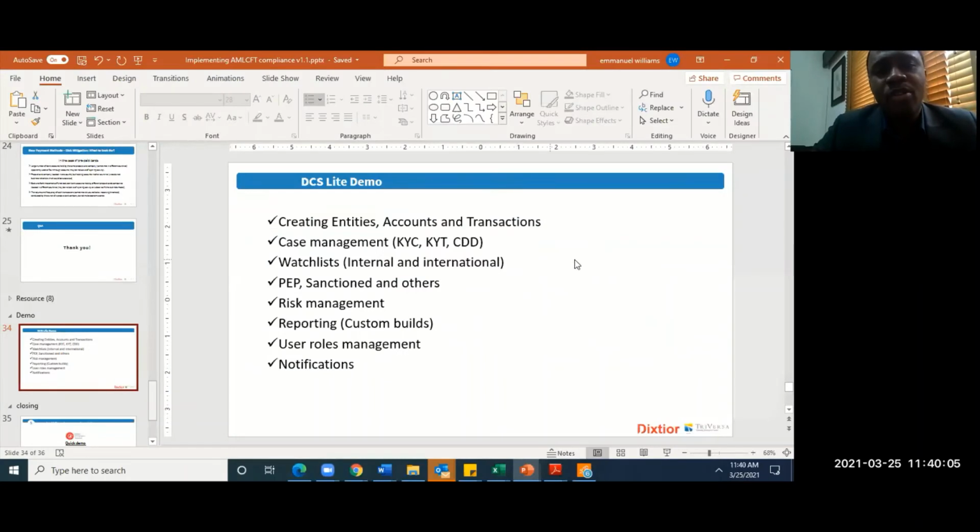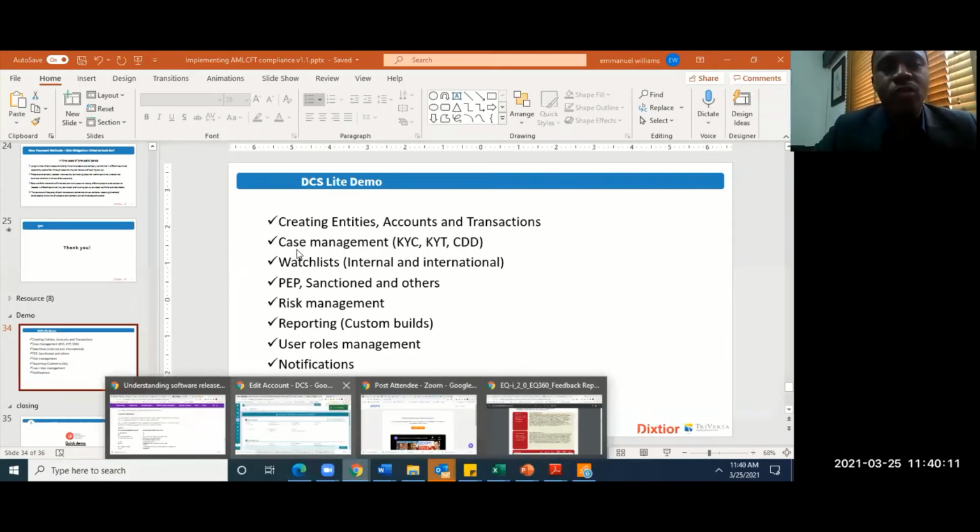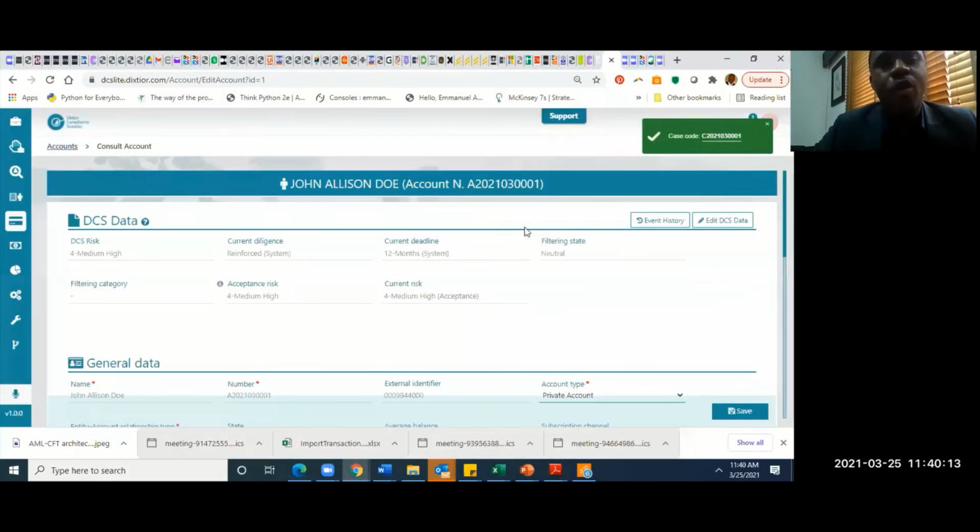So what we'll be looking at is creating entities, accounts, and transactions. In the solution, we map entities to persons or corporate bodies that can also open accounts and then carry out transactions. So the application allows us to create entities in various ways.